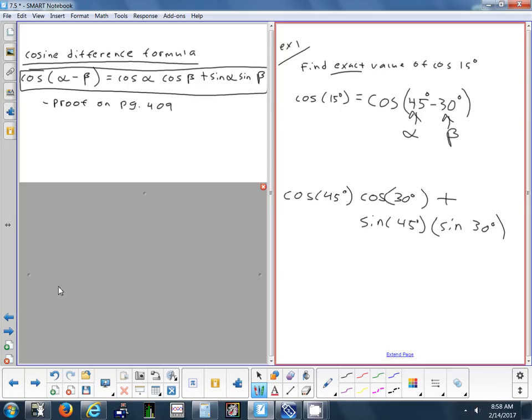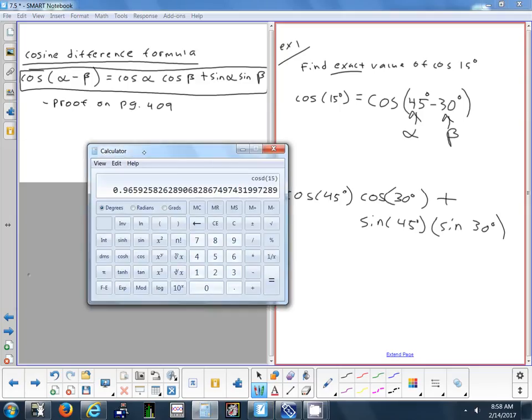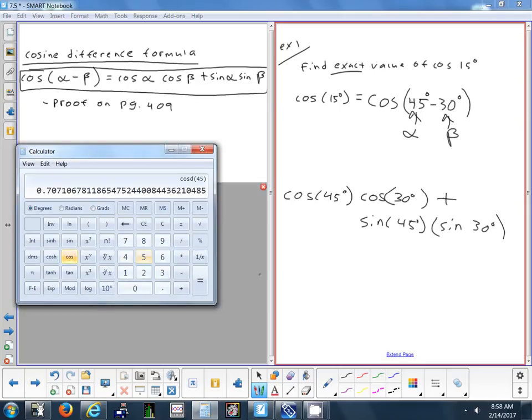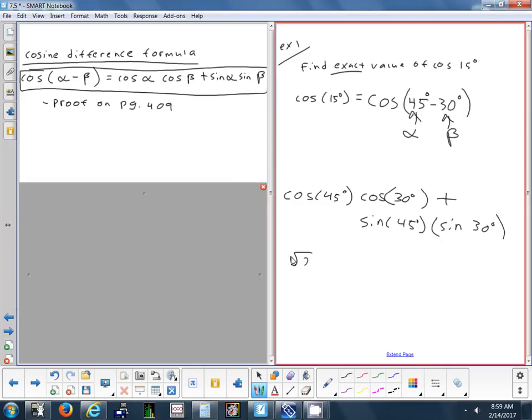So if you're not sure off the top of your head, you can type it in, but then you have to recognize the decimal. Okay, so the first one is cosine 45. What is that as an exact answer? Square root of 2 over 2. Yep.